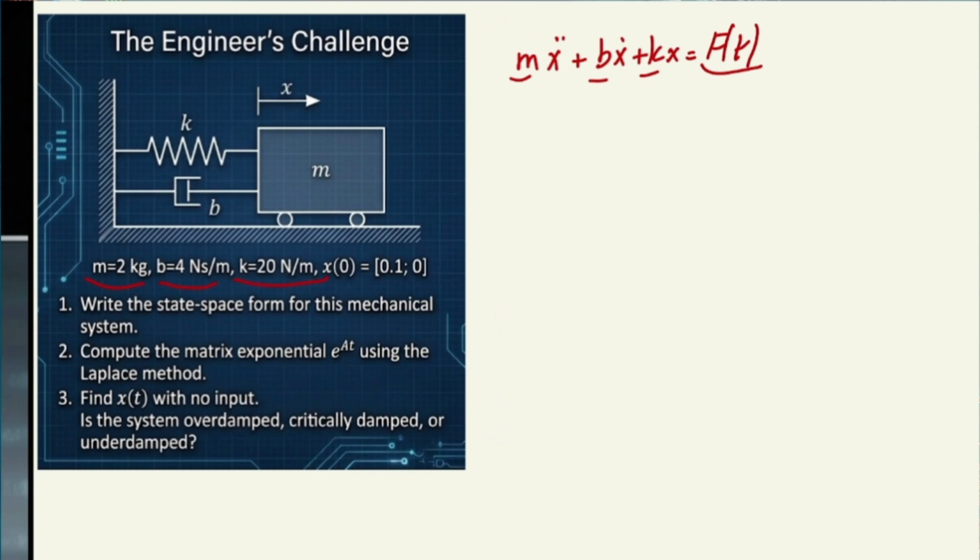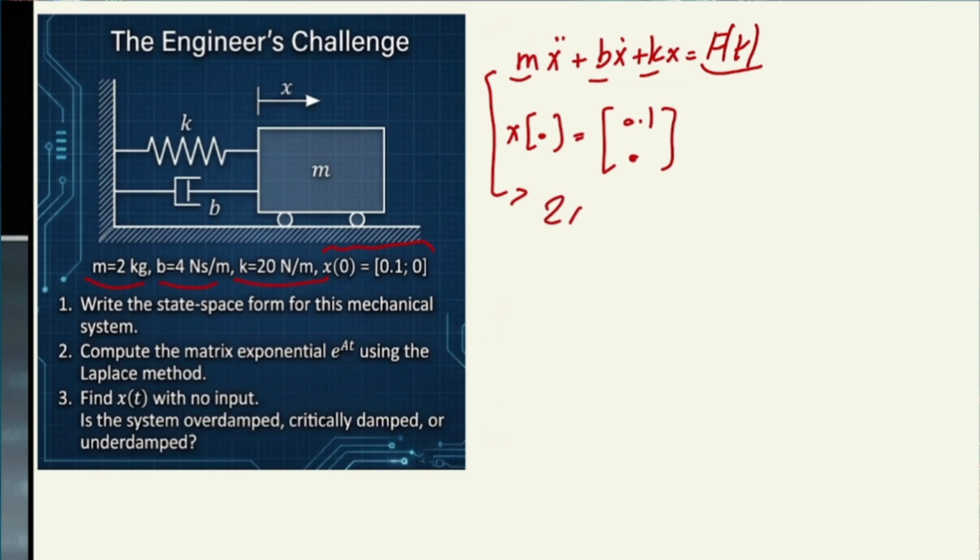And imagine that you have a case where the condition at 0 is x(0) equals [0.1, 0]. So the question asks: write the state space form for this mechanical system. The very first thing that we have to do, obviously, is replace all of those numbers inside this equation and reach an equation for our system itself. And imagine f(t) is going to be 0. Most of the time we just imagine that f(t) is 0, and we can find all of the values that we want.